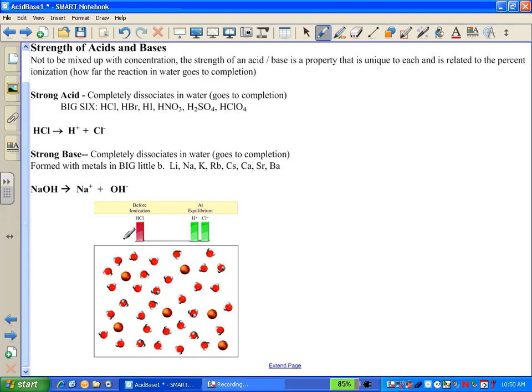So this is a visual here. Okay, if we start with this amount of hydrochloric acid molecules at equilibrium, or once we've allowed it to complete its reaction, we will have the exact same amount of H+ and Cl-. So the molecules will be fully dissociated in the solution.